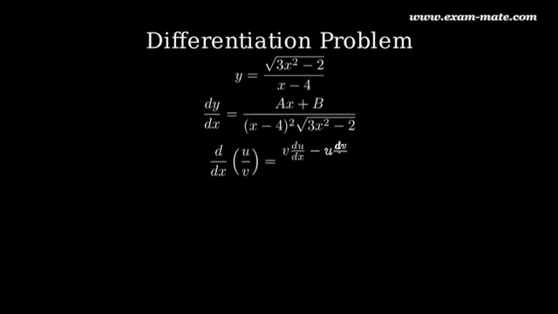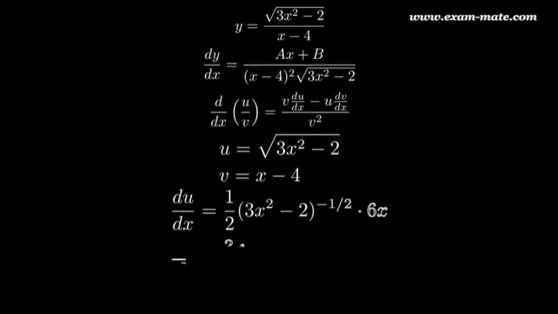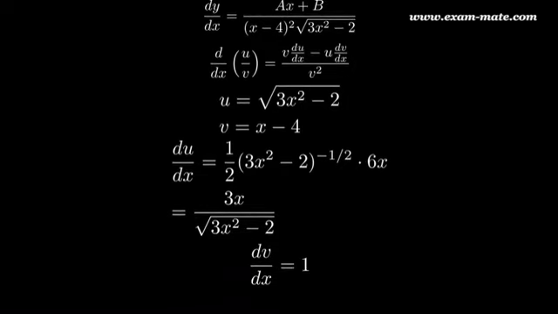Remember, the quotient rule states that the derivative of u over v equals v times du dx minus u times dv dx, all over v squared. In our case, u is the square root of 3x squared minus 2, and v is x minus 4. First, let's find du dx. Using the chain rule, du dx equals 1 over 2 times 3x squared minus 2 to the negative 1/2 power, times the derivative of what's inside, which is 6x. Next, dv dx is simply 1, since v is just x minus 4.